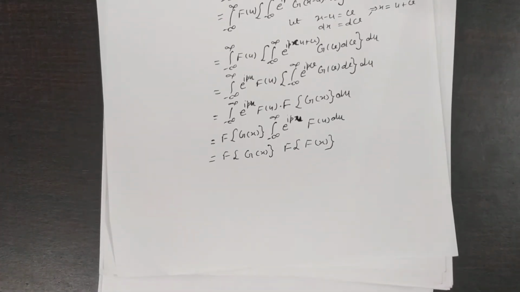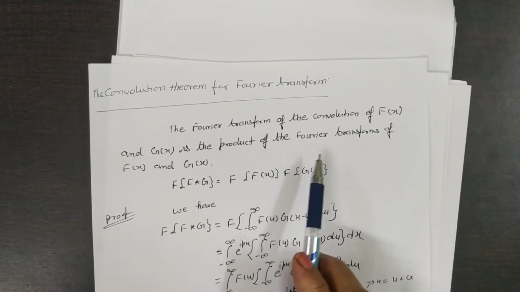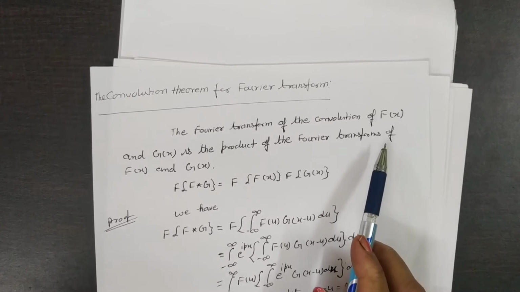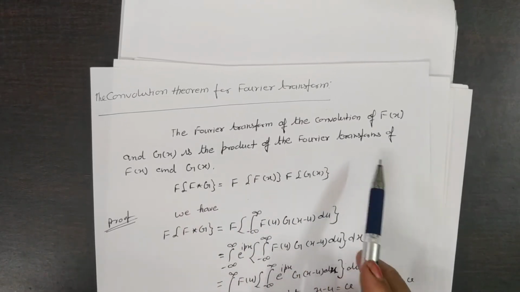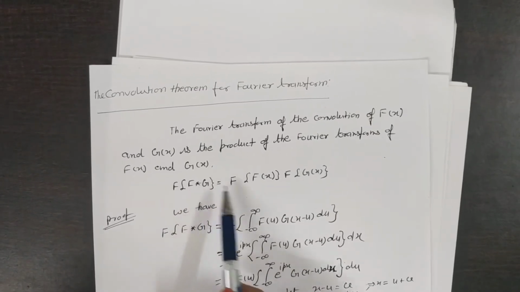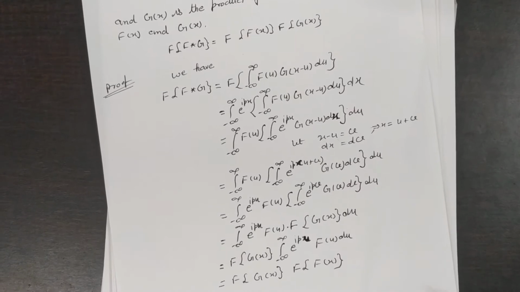Clear? It means in the convolution theorem, the Fourier transform of the convolution of f(x) and g(x) is the product of the Fourier transform of f(x) and g(x). That is this one. This proves the convolution theorem.